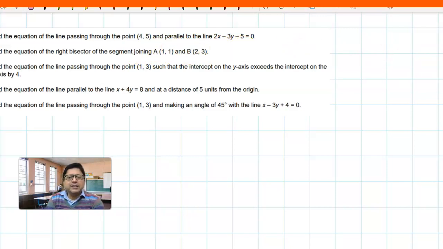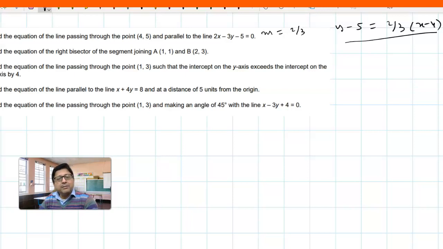Just the equation of the line passing through this and parallel to this, how to get. This I have explained. There are two ways. You write m as 2 by 3, then y minus 5 equal to 2 by 3 into x minus 4. There is another way to get it. Let the line be, this I had explained, 2x minus 3y plus k equal to 0, pass it through this point, then you can get it. Equation of right bisector, concept already explained. Equation of line passing through this such that the intercept on the y-axis, intercept. This is an application of intercept we might not have done. So let us do it now.